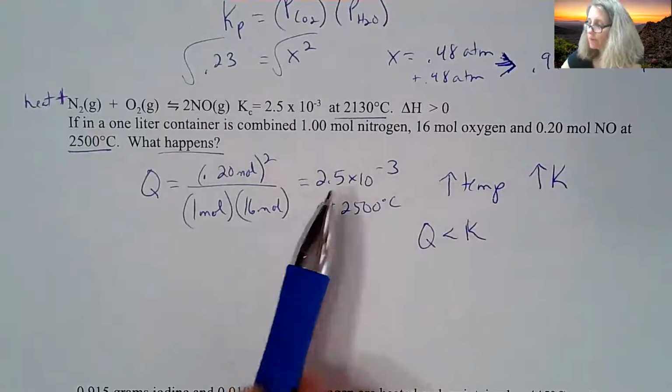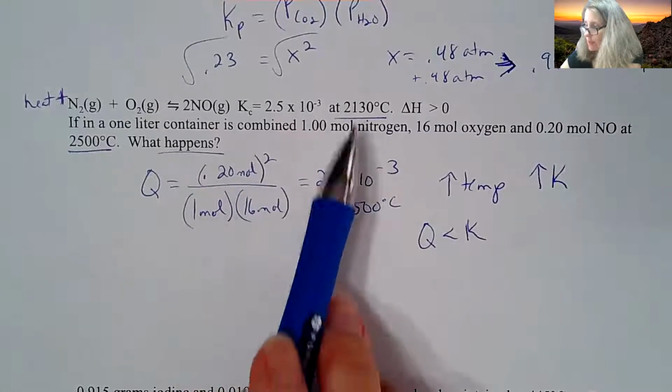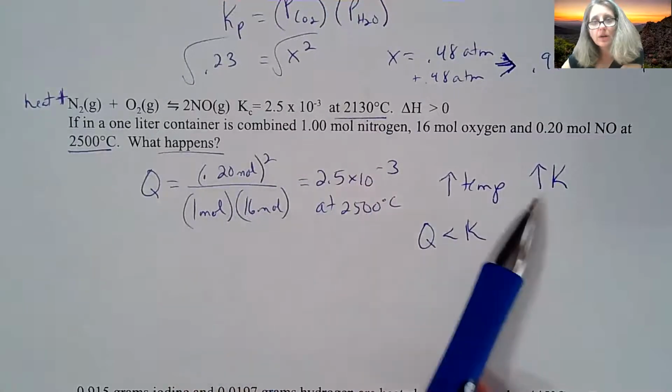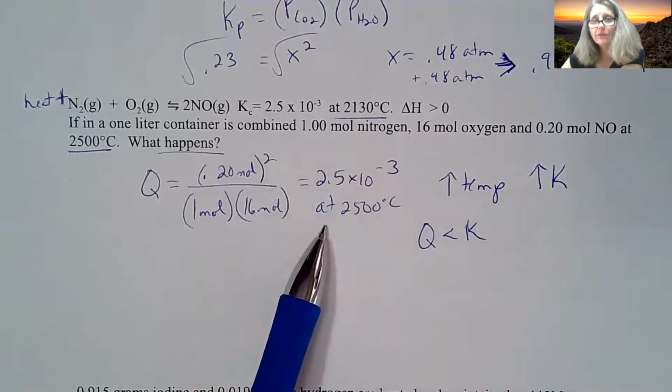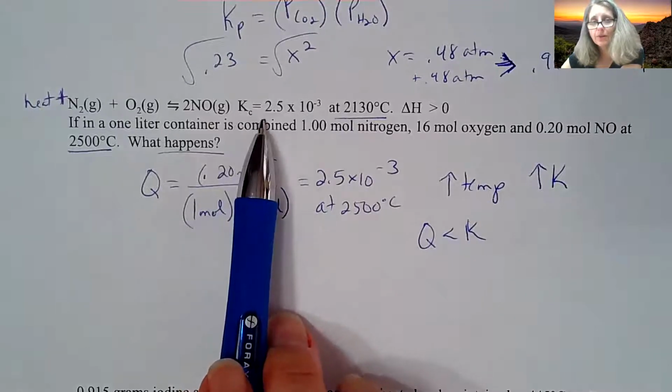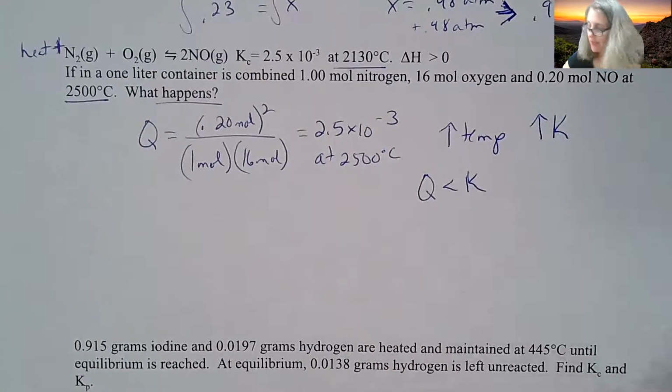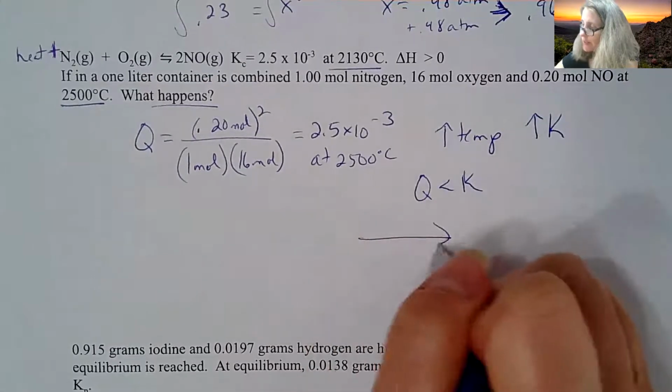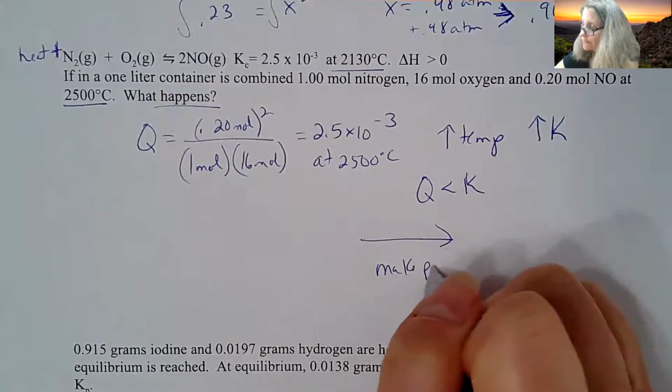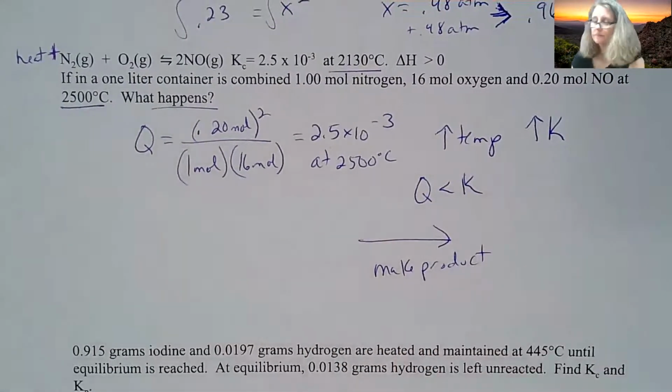So this 2.5 is equal here, but we're at a much higher temperature, and the K would be higher at 2500 than this number here. So my Q is less than K. So what happens is I try to make more product. So it's going to shift towards the right and make more product.